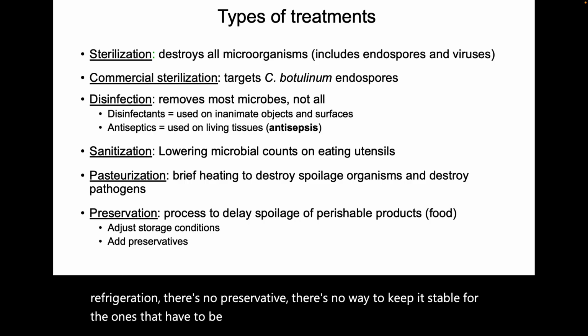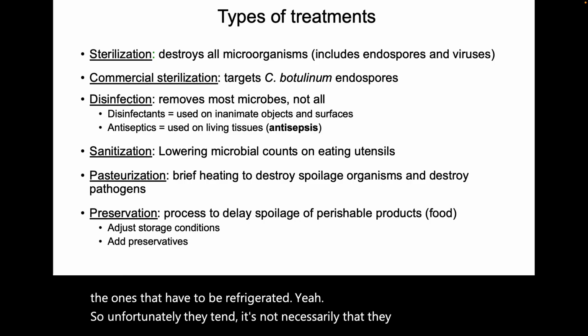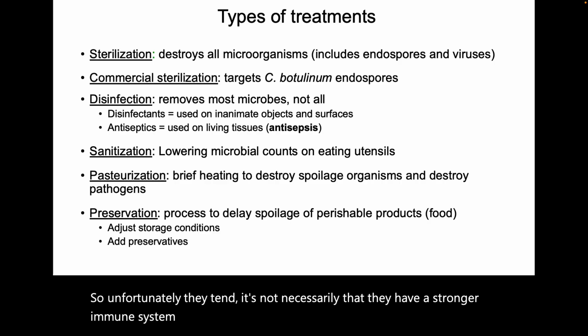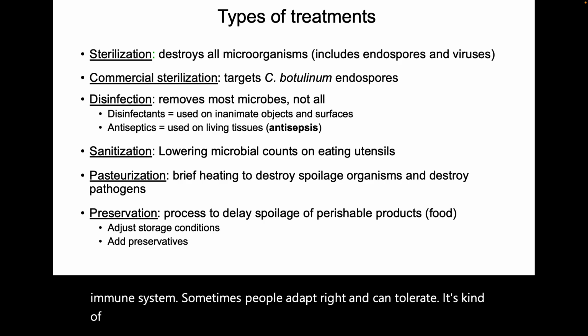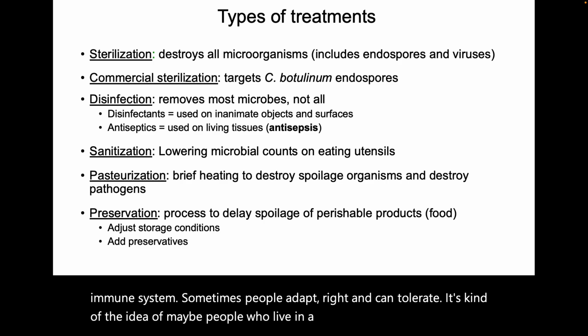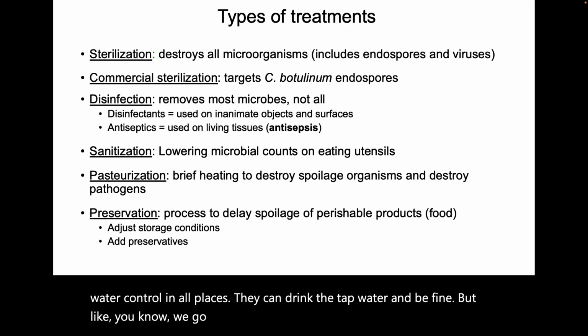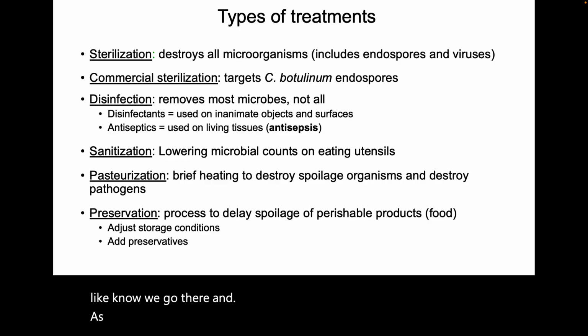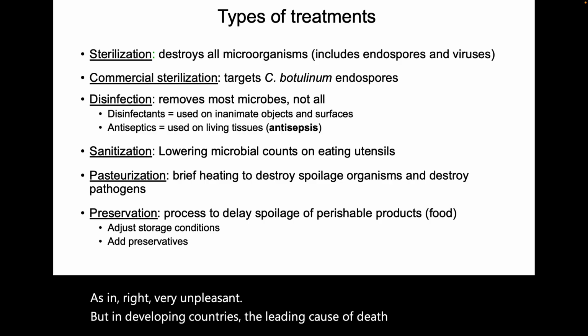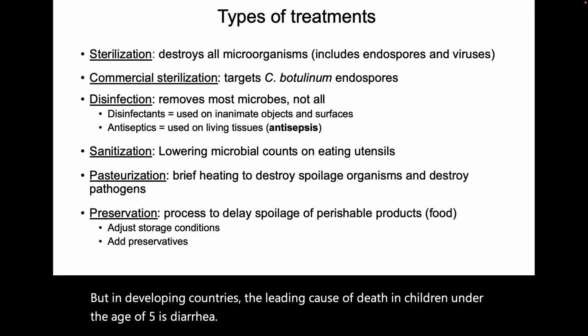Yeah. So unfortunately, it's not necessarily that they have a stronger immune system. Sometimes people adapt, right, and can tolerate it. It's kind of the idea of people who live in a country where there's not great water control in all places. They can drink the tap water and be fine, but we go there and that's very unpleasant. But yeah, in developing countries, the leading cause of death in children under the age of 5 is diarrhea. So it's a big problem.